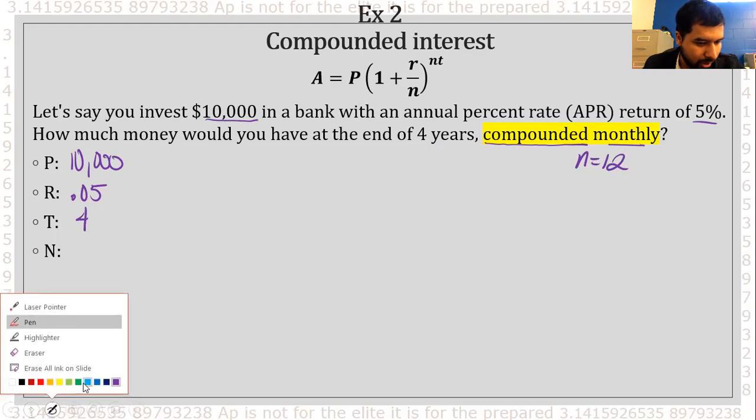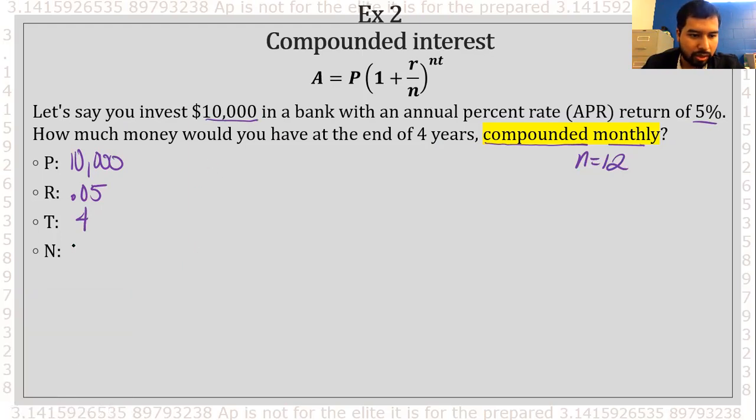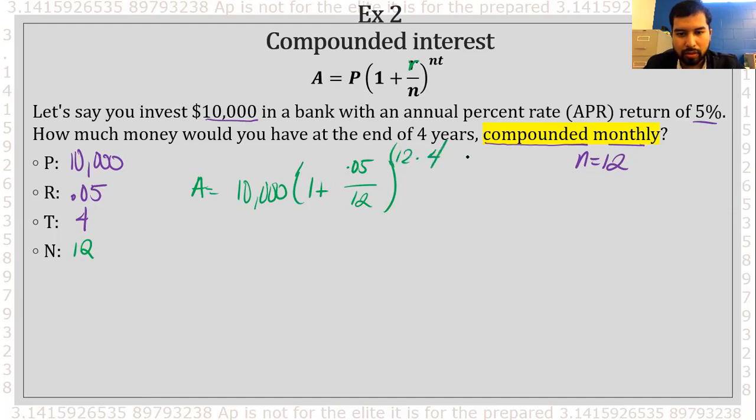So by doing this, I can see that A is going to equal 10,000 times 1 plus my R, which is 0.05, divided by my N, which is 12. Okay, all of that is going to be raised to our n, which is 12, times my t, which is 4 years. So all of this is the exponent, or you can simplify it to be 48. It's up to you.